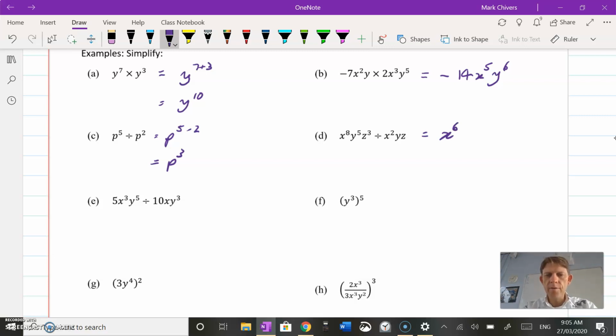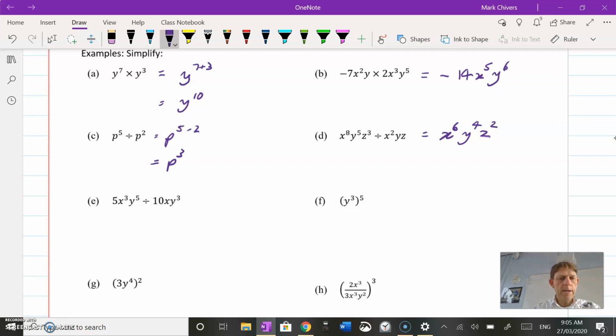y to the power of 5 divided by y. Remember, y on its own is just y to the power of 1. So it's going to be 5 minus 1, so that's going to be 4. And likewise with the z here, we've got z to the power of 3 divided by z to the power of 1. So 3 minus 1 is 2.